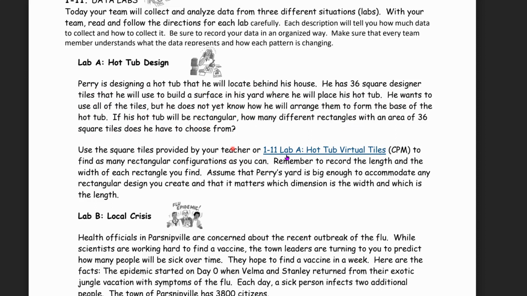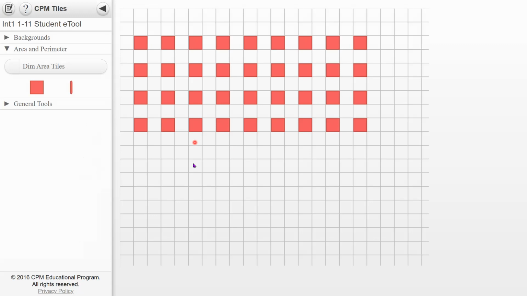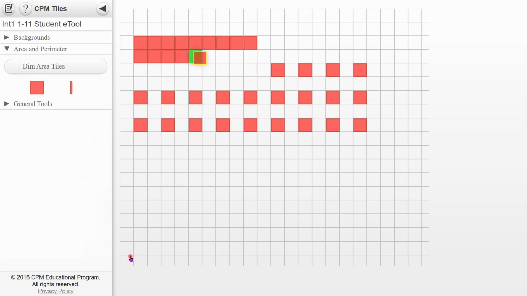So I gave everyone cubes, but here I'm just going to show us with this virtual situation. We have 36 tiles and we want to get rectangles. So if I am doing this, they have to touch. If I move this, for example, get them all situated here, I've got 1, 2, 3, 4, 5, 6, 7, 8, 9 in a row, and I have 4 rows of 9. And so this would be one situation.